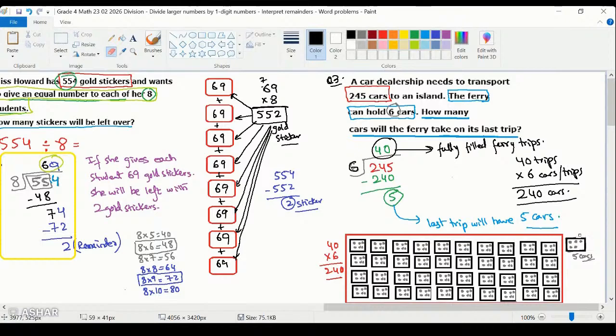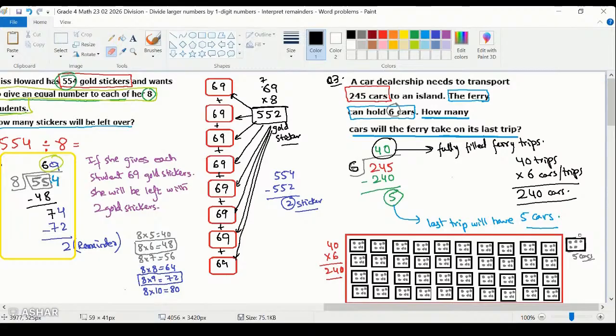Semi and May and Adeboy, 40 means they have 40 fully filled ferry trips, right? If they are sending 6 cars on each trip, that means 40 trips have to be done. After 40 trips, 240 cars have been delivered. So how many were the total cars? The total cars were 245. They still need to send the last 5 cars, right? So they will take the next ferry, and the last ferry will have 5 cars on it. That is what was required.